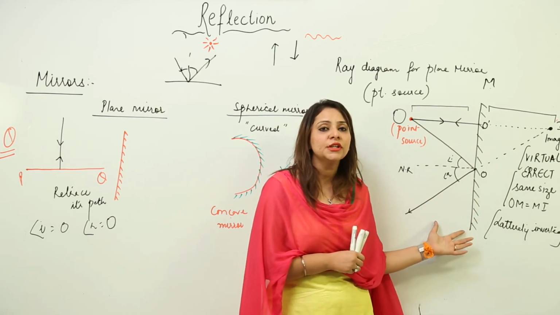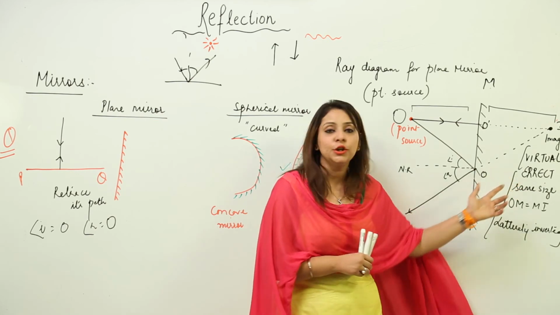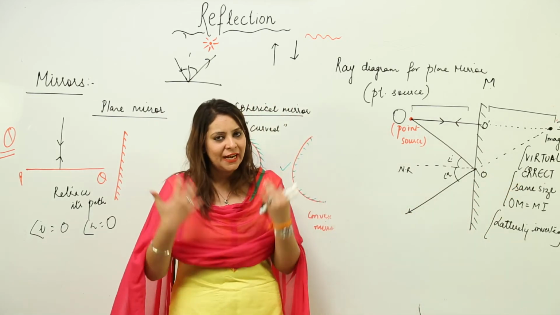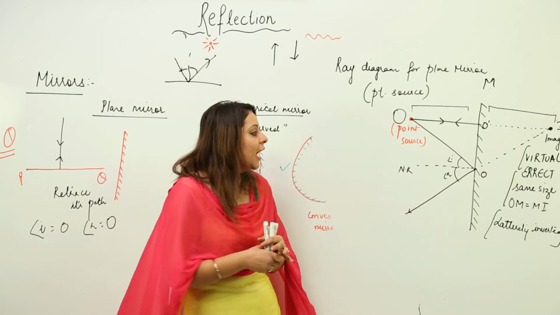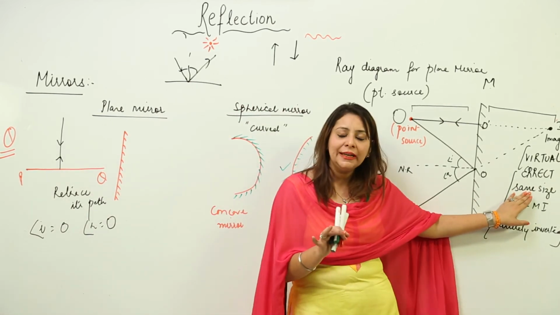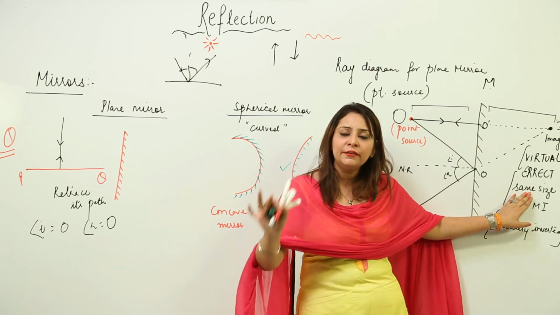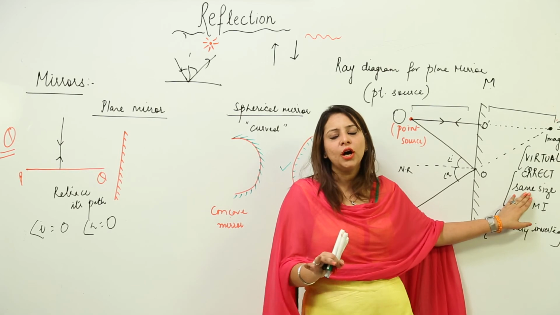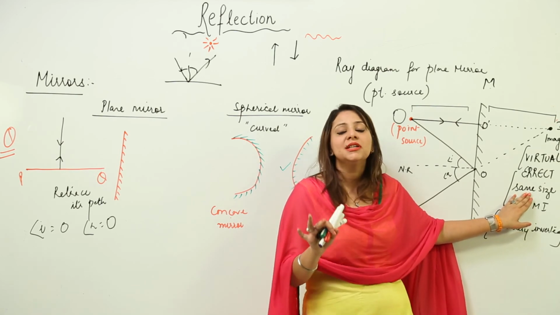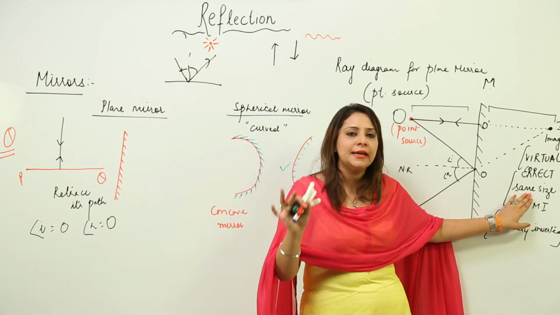What you observe in that case is that you are erect. If you are standing like this, you are going to see yourself in the same way in the mirror also. And moreover, you look the same size. Suppose if you are fat, you look fat. If you are thin, you look thin. If you are tall, you look tall. If you are dwarf, you look dwarf. So that means you look like the same size.